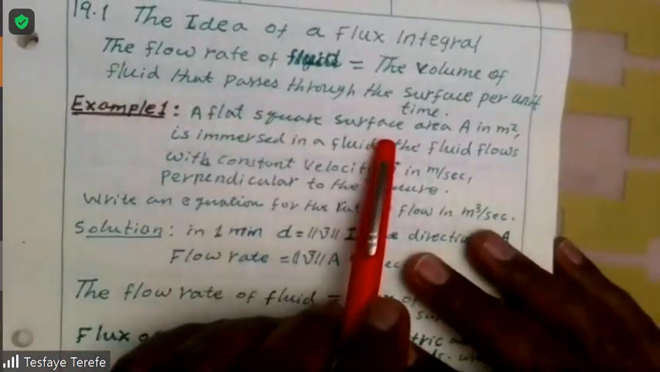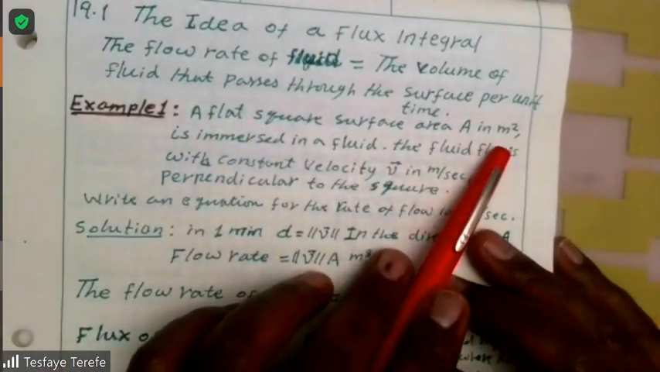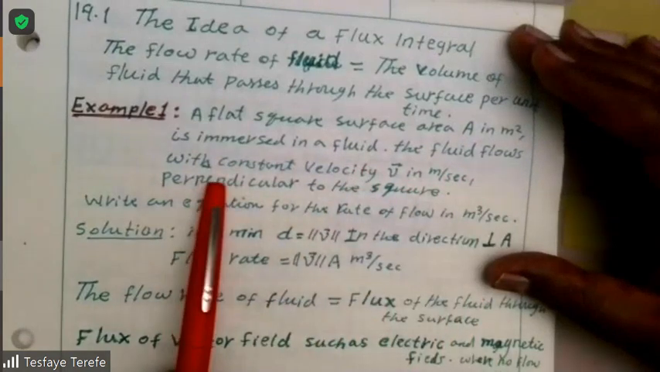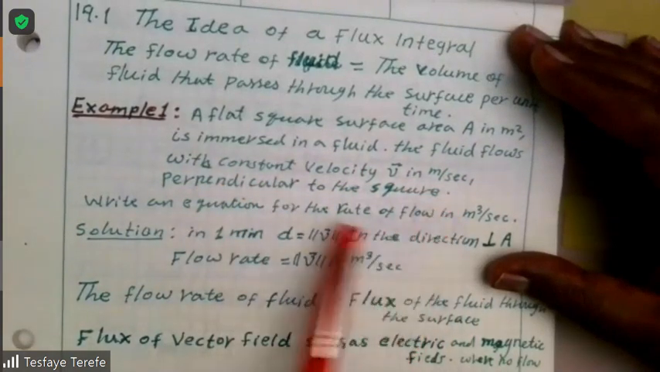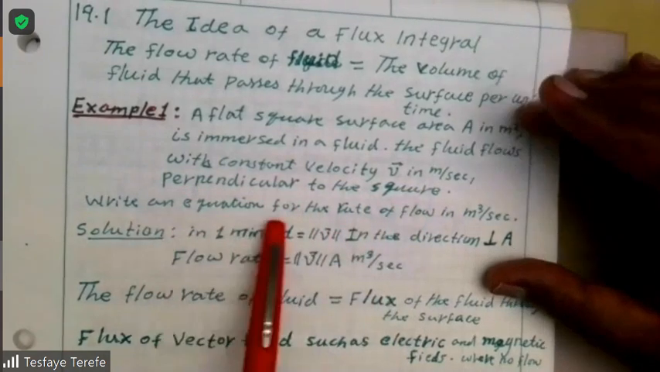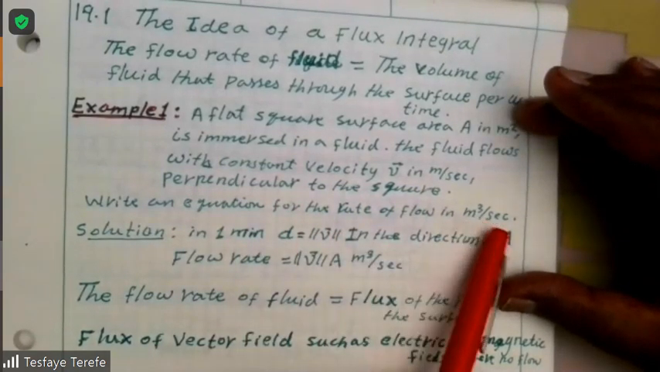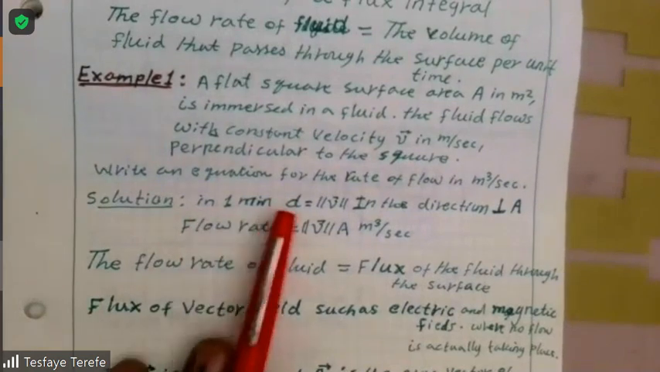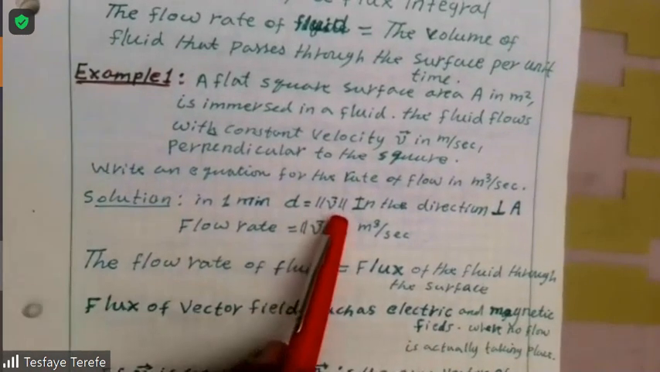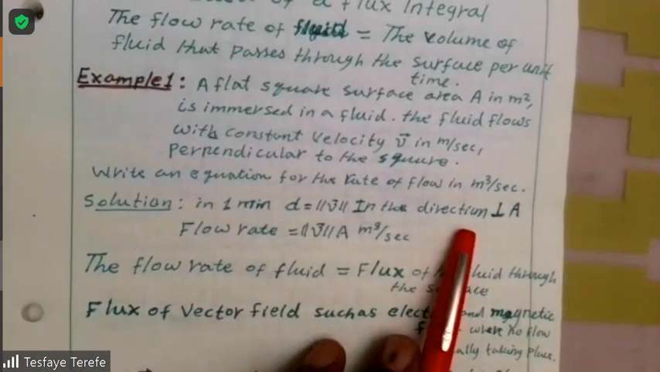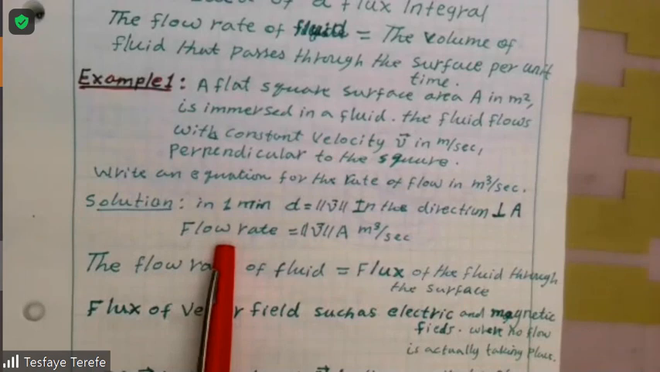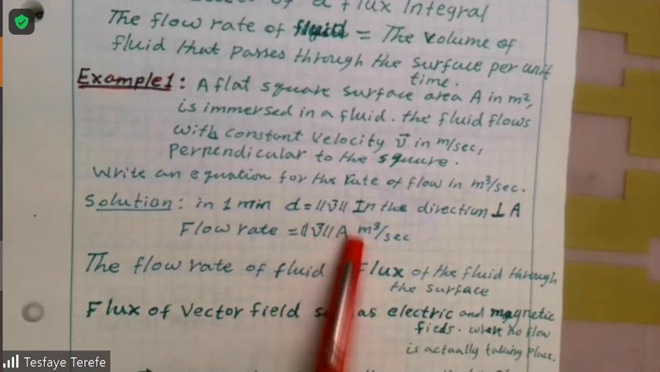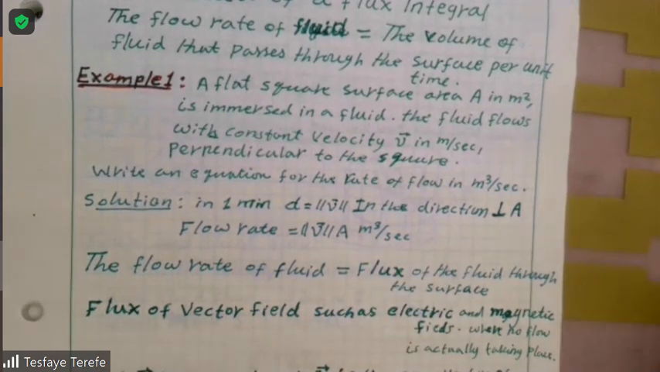Suppose you have a flat square area A in meter square in a fluid. The fluid flows with constant velocity V in meter per second, perpendicular to the square. Write an equation for the rate of the flow in meter cubed per second. So in this case, I will walk you through step by step. The velocity, let me call its magnitude V, is in the direction perpendicular to A. So the flow rate is going to be the velocity magnitude multiplied by the area magnitude, that means meter per second times meter square. That is the flow rate of the fluid.